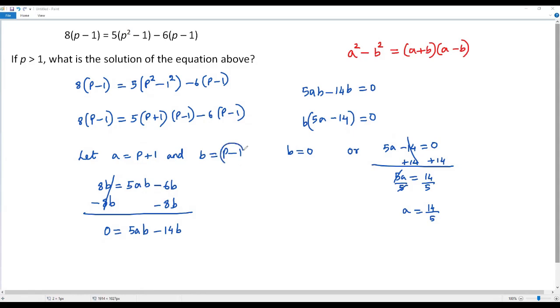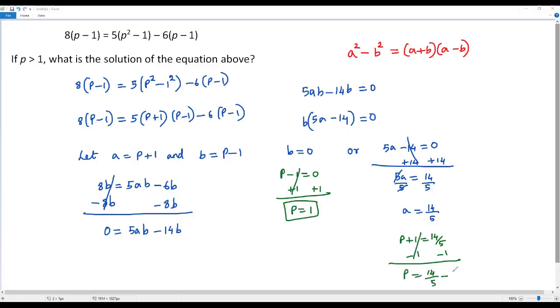So we can plug in p − 1 for b over here. Then I'm getting p − 1 = 0. Let me add 1 to both sides of this equation. Negative 1 and positive 1 will cancel out. I'm getting p = 1. And now let me plug in p + 1 for a over here. Then I'm getting p + 1 = 14/5. Let me subtract 1 from both sides of this equation. The positive 1 and negative 1 will cancel out. I'm getting p = 14/5 − 1.